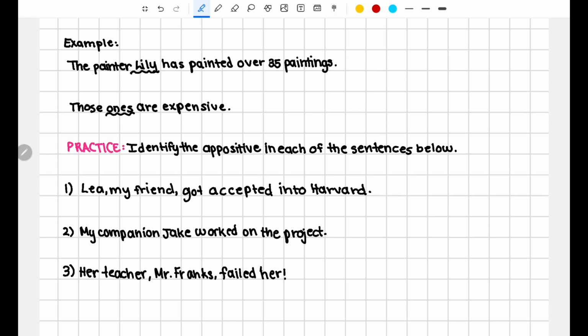Now, it's time for you to practice identifying appositives. In each of the 3 sentences below, identify the appositive. Pause the video now and start on your practice.